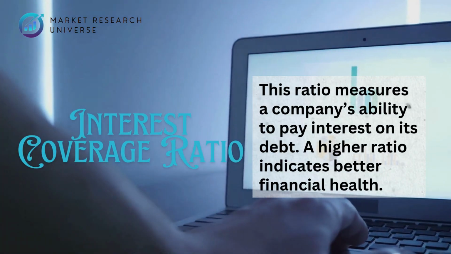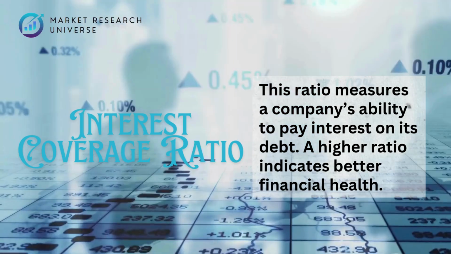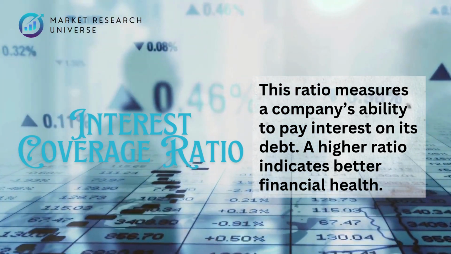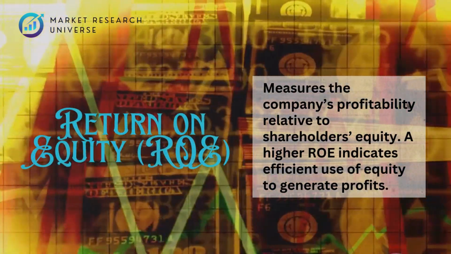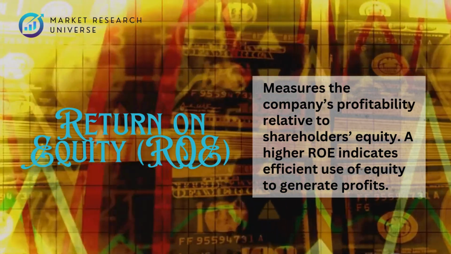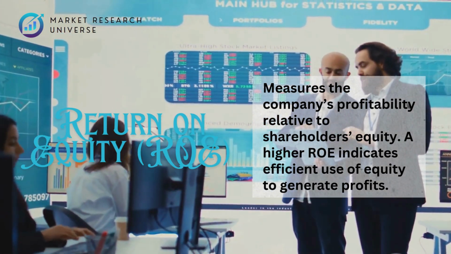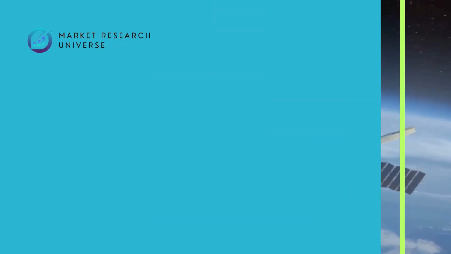Interest coverage ratio. This ratio measures a company's ability to pay interest on its debt. A higher ratio indicates better financial health. Return on equity measures the company's profitability relative to shareholders' equity. A higher ROE indicates efficient use of equity to generate profits.